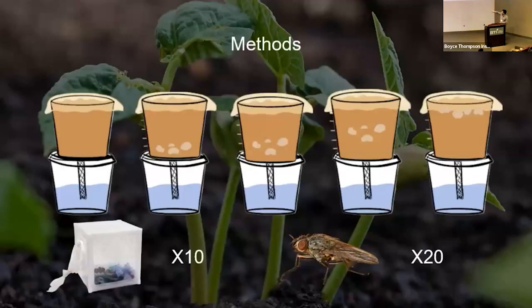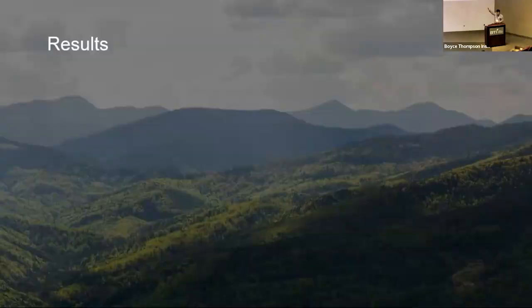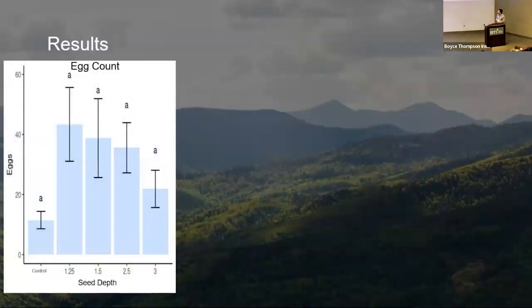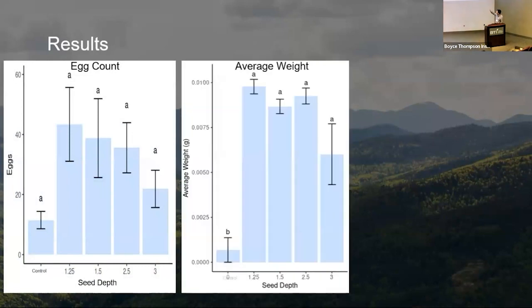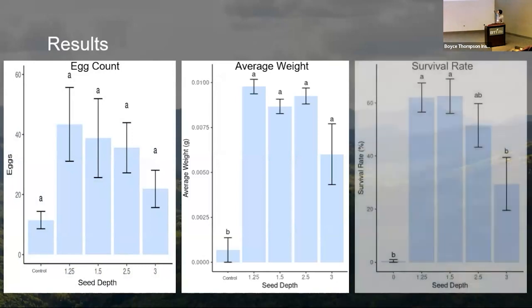This is our setup. We had our control with nothing in it, 1.25, 1.5, 2.5, and 3. Sorry, I said those in reverse order. But 10 cages, again, same setup with the flies of equal sex ratio. Okay. So in terms of our position preference, there was no significant difference. In terms of our average weight, there was no significant difference except in the control, which again has no food in it. And the survival rate was, again, obviously very low in the control.